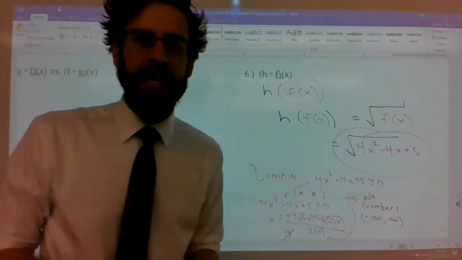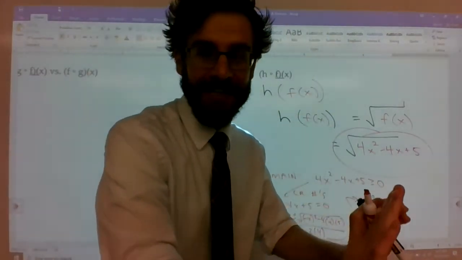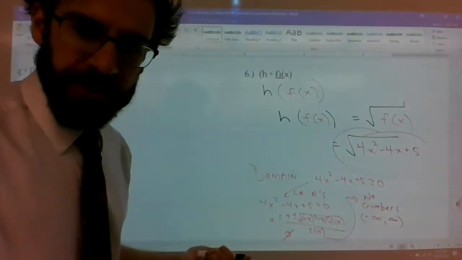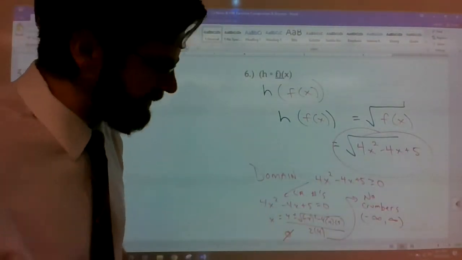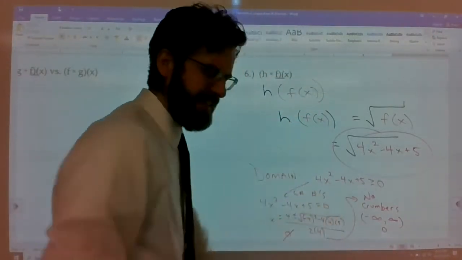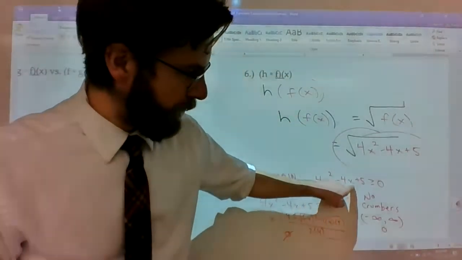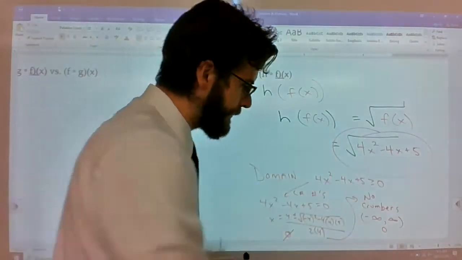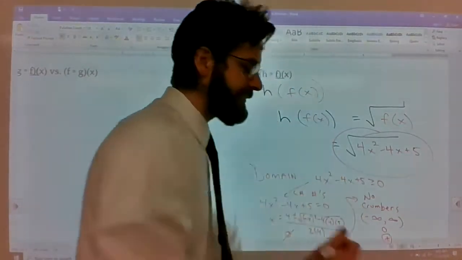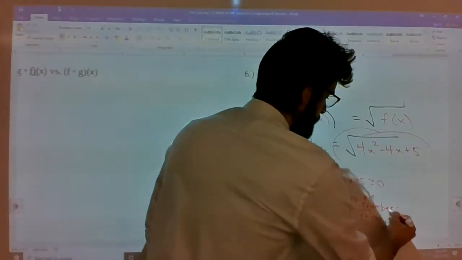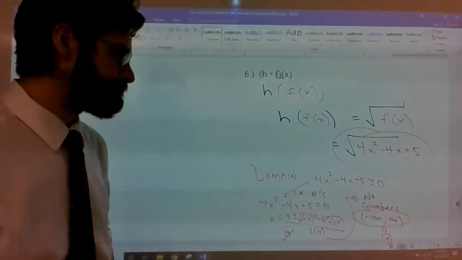So it's kind of like all in. It's either everything works or nothing works. So we're just going to pick a point between negative infinity and infinity. 0 looks good. So 4 times 0 squared minus 4 times 0 plus 5, that's a positive number. Yes, it works out. So our domain is negative infinity to infinity.